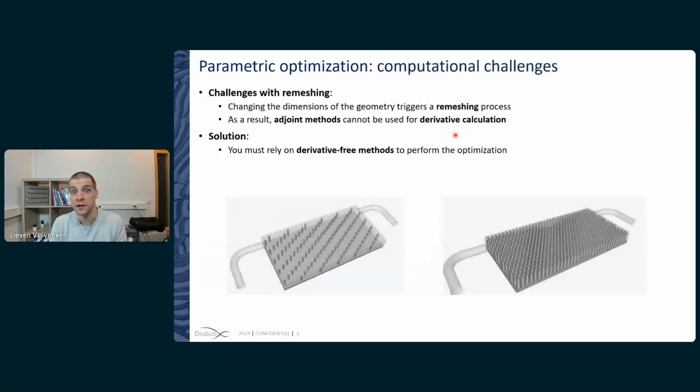What are some of the computational challenges of using parametric optimization? As I mentioned, if you adjust the dimensions and the geometry slightly changes, you have to do a remeshing process. As a result, the adjoint methods cannot be used. So you can't use derivative calculation to find the best shape or the best possible solution. So in your optimization algorithm, you must use a derivative-free approach.